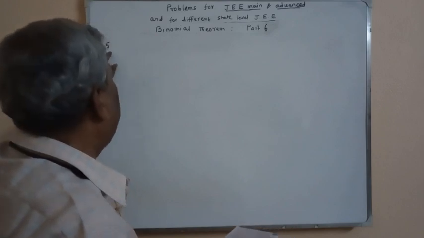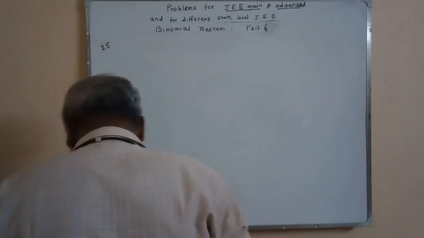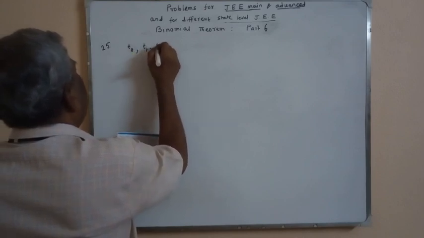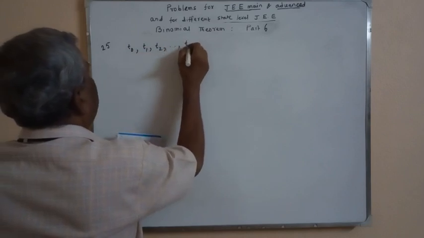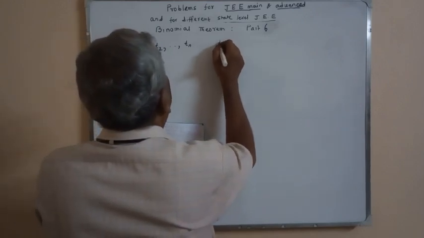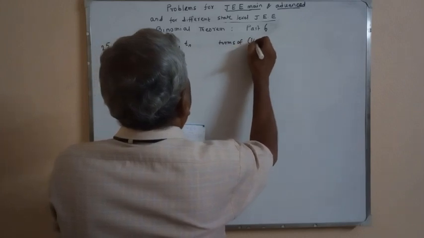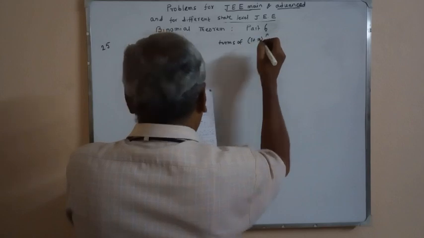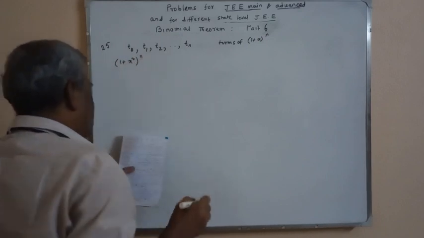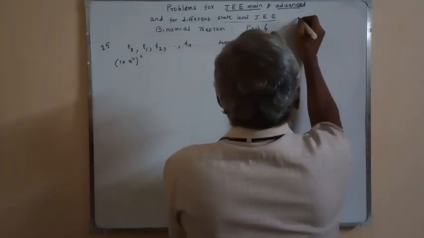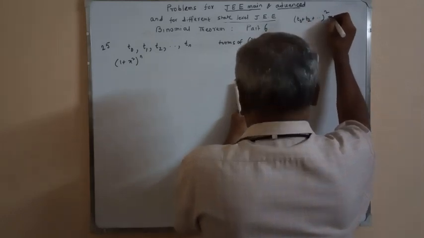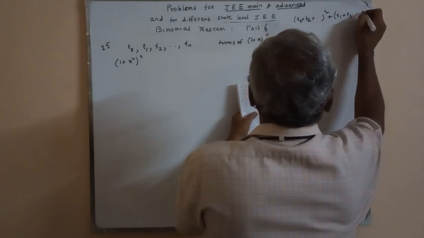First problem of today is 25th of the chapter, and the problem is: if T0, T1, T2 up to Tn are n plus 1 terms of (1 plus x) to the power n, then (1 plus x squared) to the power n is equal to: number 1, (T0 plus T2) whole square plus (T1 plus T3) whole square.